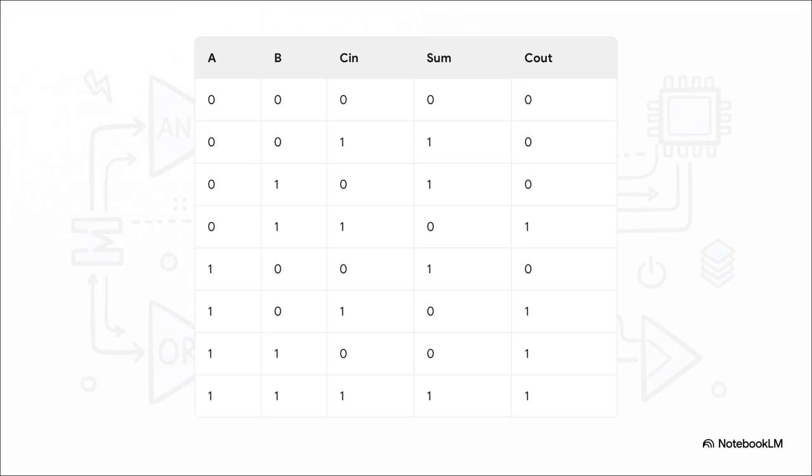Now, by chaining these full adders together, letting the carry-out of one flow right into the carry-in of the next, engineers create what are called ripple carry adders. These are the core multi-bit addition circuits humming away inside computer CPUs.